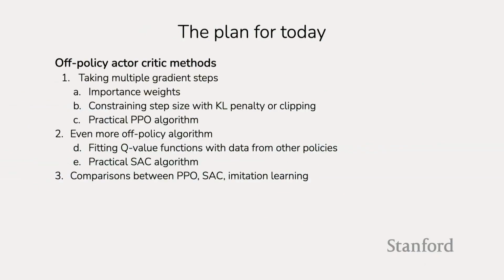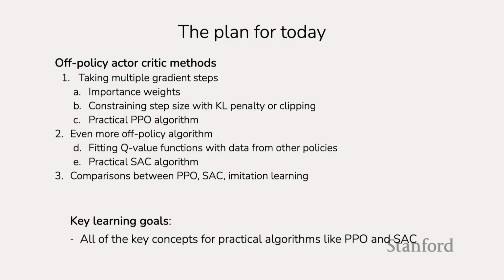Okay, so let's get into the main topic of today, which is that when we talked about actor-critic methods last week, we were primarily considering on-policy actor-critic methods. And today we're going to get into two real algorithms that people use, PPO and SAC. And we will start from the actor-critic formulation and see how we can make them off-policy to be more efficient. And then at the end, we'll talk about how PPO, SAC, and imitation learning compare to each other. So the key learning goals is really the key concepts behind practical algorithms like PPO and SAC.